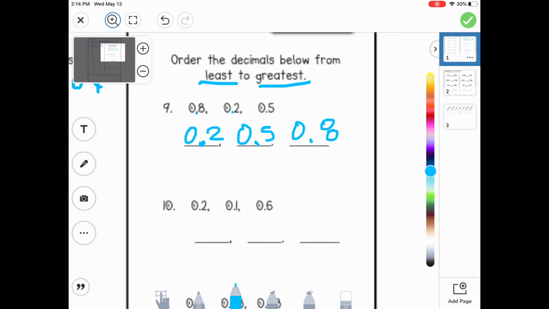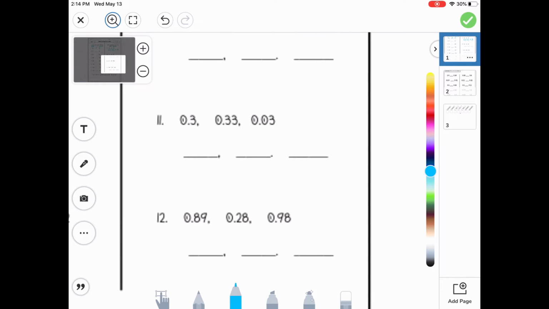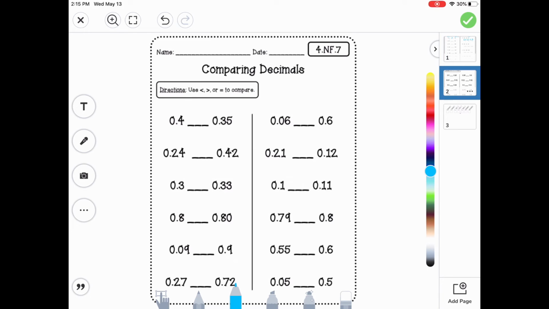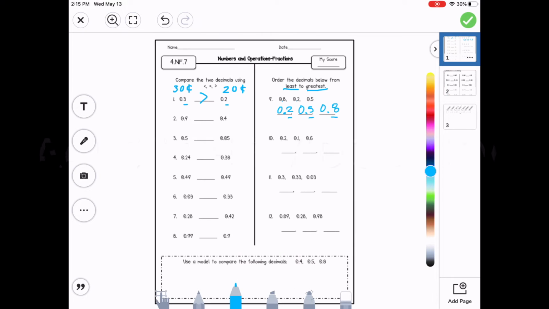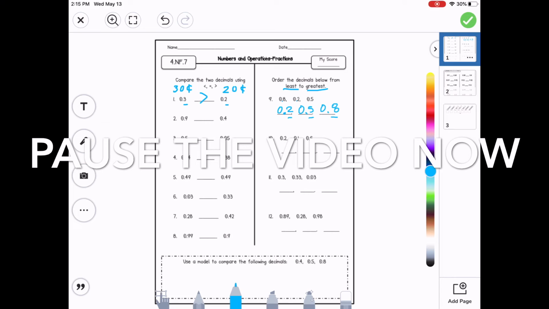And this works because they're all in the same place value. They're all in the tenths place. So because they're all in the same place, I just need to put them in order from smallest to biggest. And that's what you're going to be doing on the right side of this page. Be really careful on questions like number 11 because they're going to try and confuse you by adding a couple additional place values. On the second page, all you're doing, again, is comparing these numbers like you had been on the previous page. So go ahead, pause the video now, and then come on back when you're done and we'll go over the answers together.